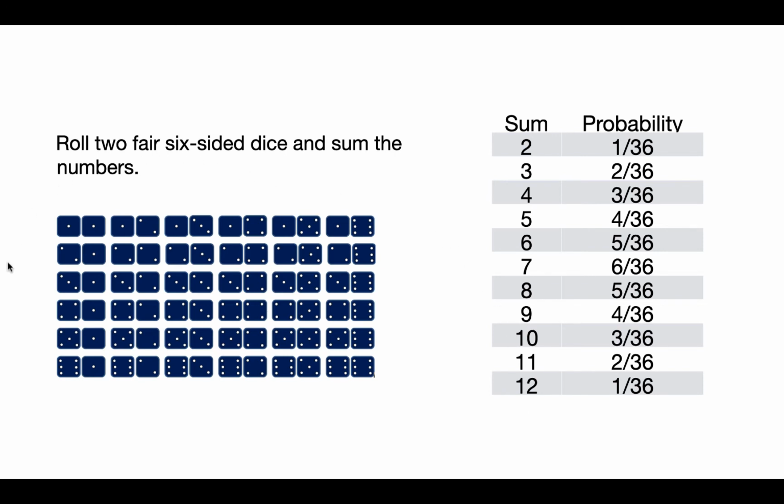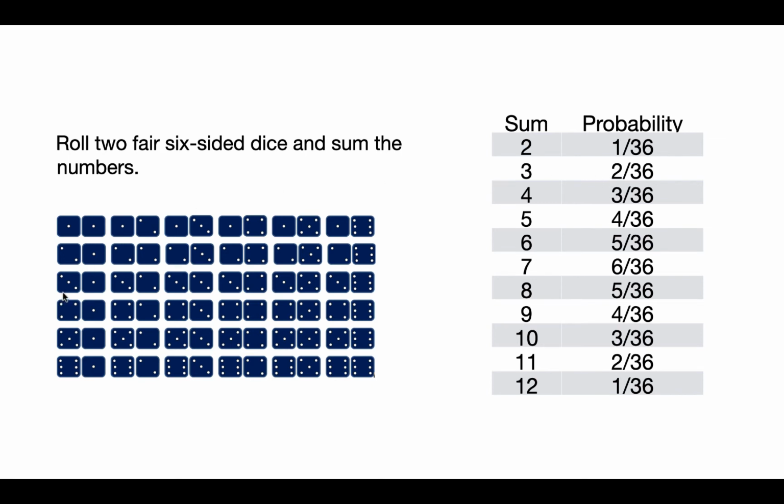So again, we have all 36 outcomes. The sum is 2. Well, notice that that only corresponds to a value of 1, 1. So let's note that that occurs one time, so the probability is 1 over 36. The probability that the sum is 3 is this one and this one, so 2, 1 and 1, 2. There are two ways that could happen, so we have a probability of 2 over 36.